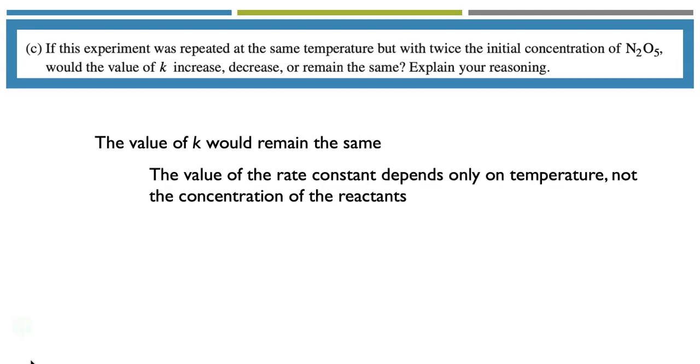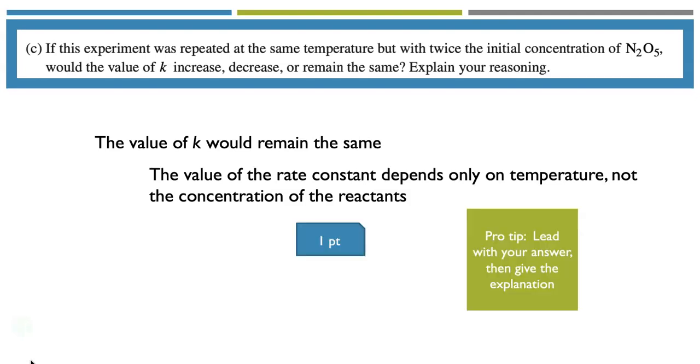Why? The value of the rate constant depends only on temperature. As long as we hold the temperature constant, the value of the rate constant will not change for that particular reaction. The value of K doesn't depend on the concentration of the reactants. Yes, the overall rate would be affected, but not the value of the rate constant. And that's the core of what you needed to say to earn the 1 point for part C.